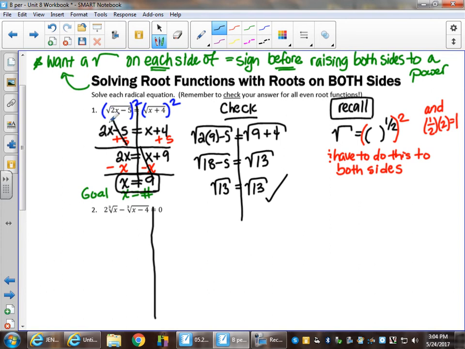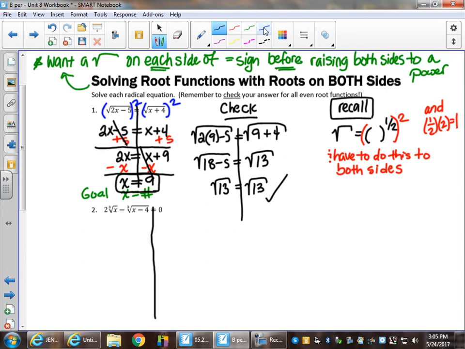Well, unlike number 1, where I had a radical on each side of the equal sign, here both radicals are on the left side. So in number 1, I had a radical equals a radical. But when I look at this one, both radicals are on the same side of the equation. So before I do anything, I need to use that note we had written originally. We want a radical on each side of the equal sign before we raise both sides to a power.